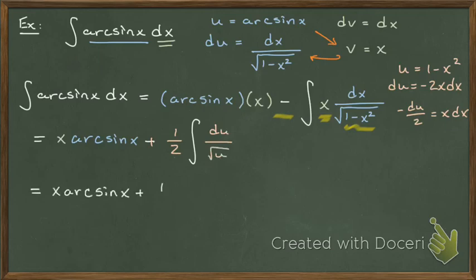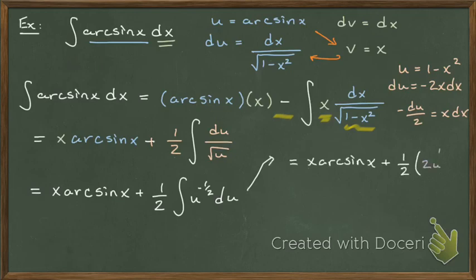Okay. And that's a basic antiderivative, just requires a little bit of rewriting. Integral of u to the minus 1/2. And again, it's minus because that u in the radical is in the denominator. Okay? So far so good. Now, take the antiderivative of that u to the minus 1/2. Keep my x arcsine x plus 1/2 antiderivative of u to the minus 1/2.